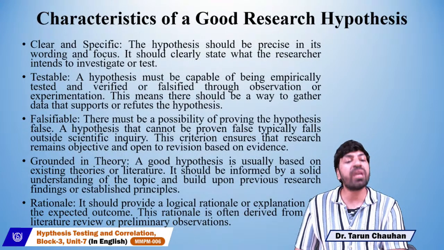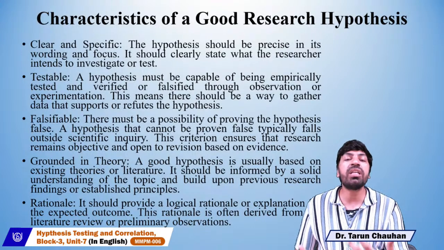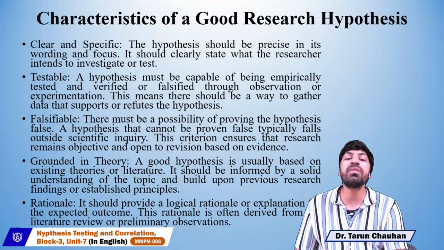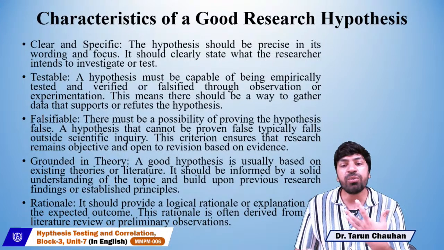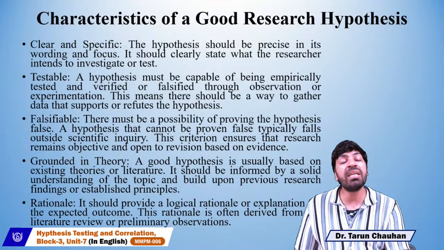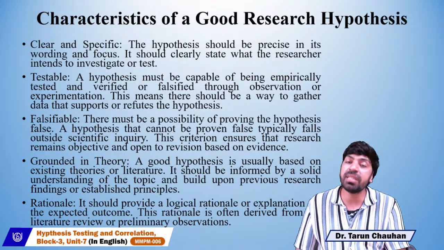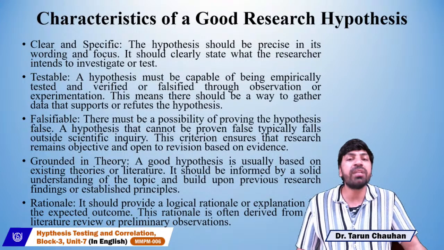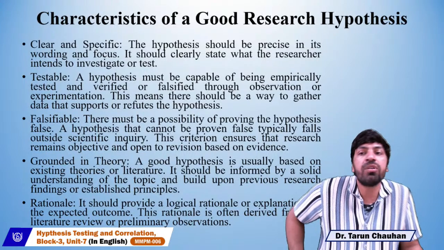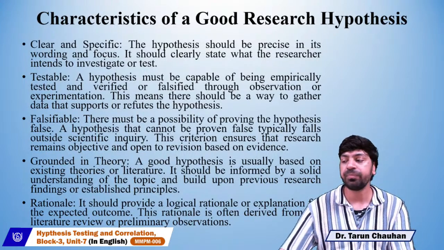The next one is rationality. It always gives a logical reasoning or explanation of what the expected outcomes of your study would be. It is totally derived from a literature review, from the preliminary objectives that have been set, and from your preliminary observations as well. The observations that you make related to your study could be the possible outcomes of your study as well.